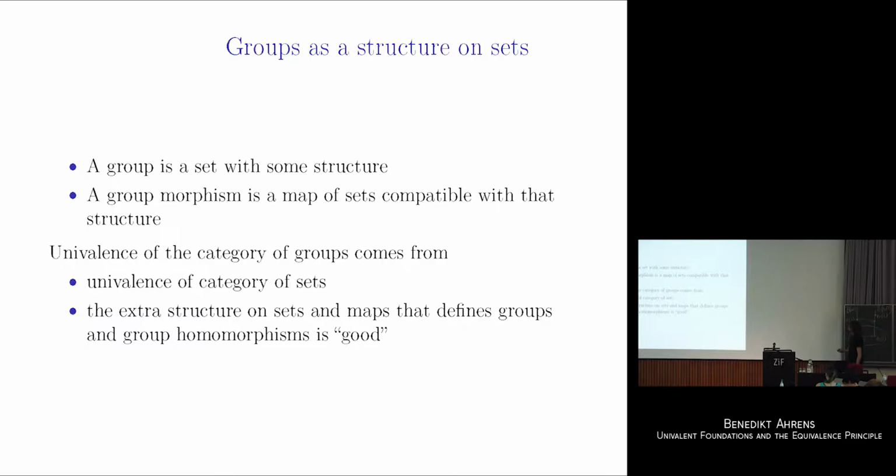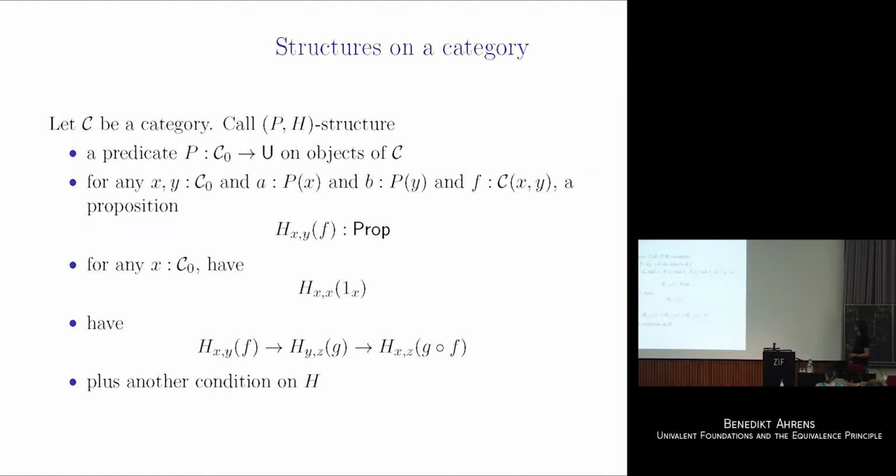So that was one ingredient, and the other ingredient was that, in a sense that I will make more precise, this extra structure on sets and maps that define groups and group homomorphisms is a good structure in a certain sense. What do I mean by that? I mean exactly this. The slide is a bit hard to digest, but I will give an example on the next slide.